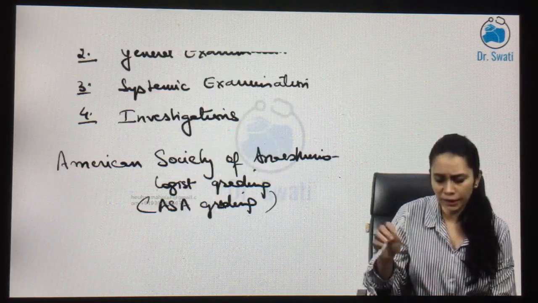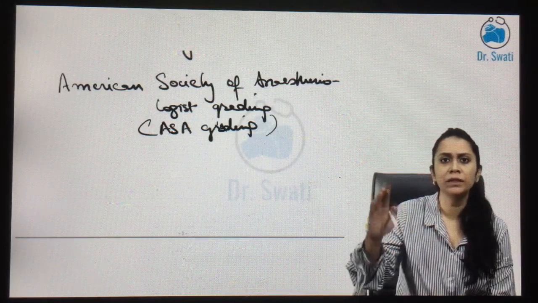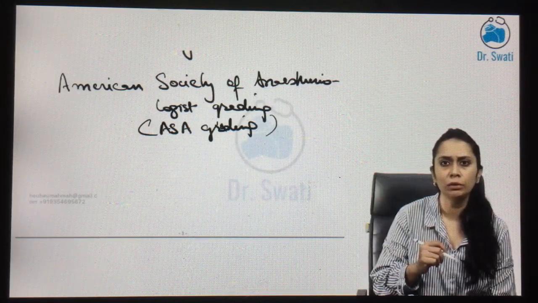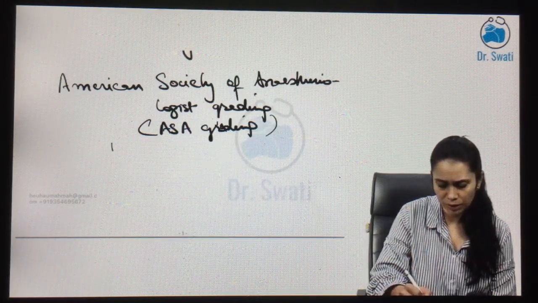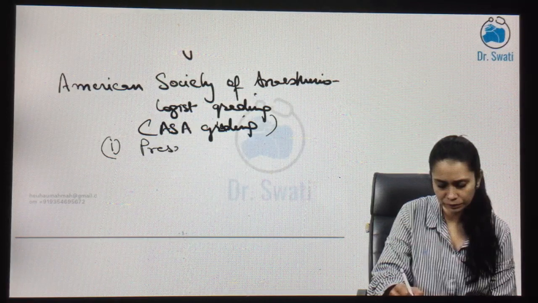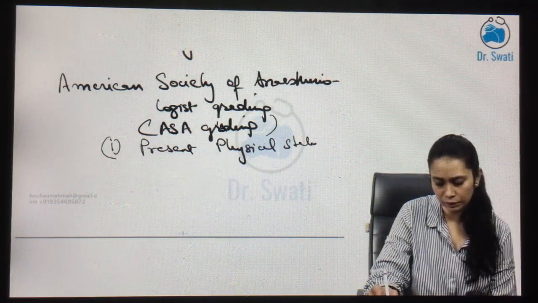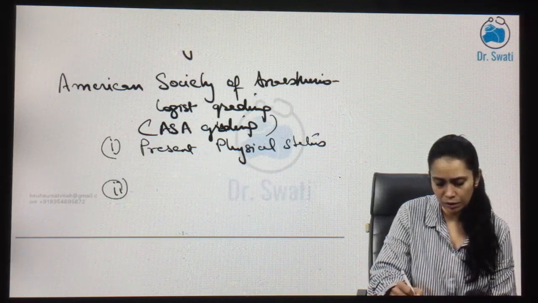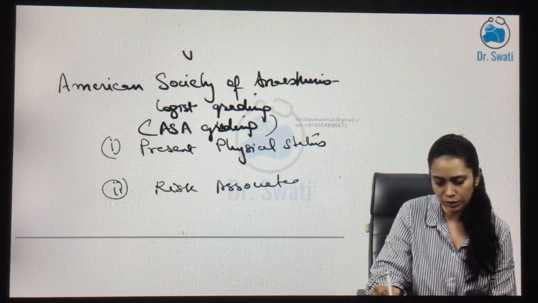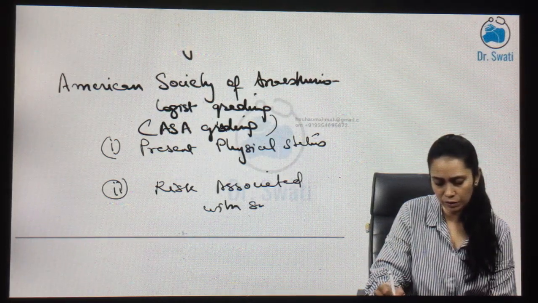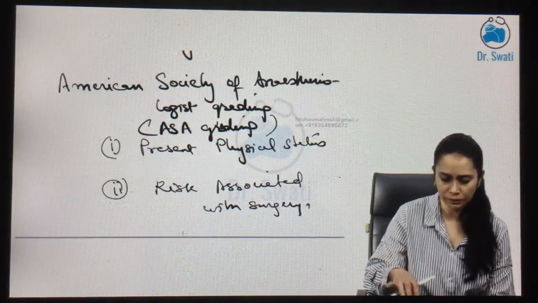So what does ASA grading tell us? It gives us an idea of 2 things. It tells us about the present physical status of the patient, and it tells us about the risk associated with surgery. Okay, present physical status and surgical risk.